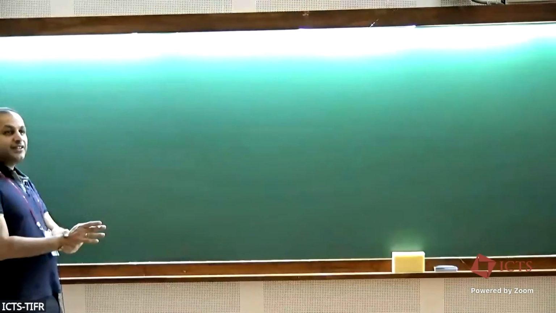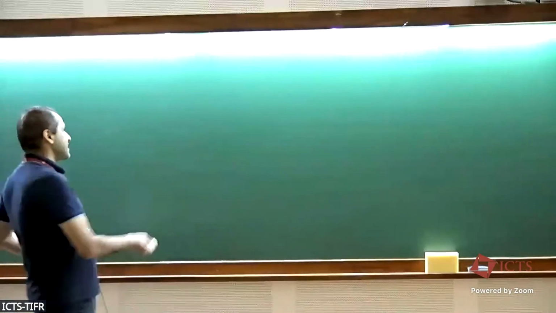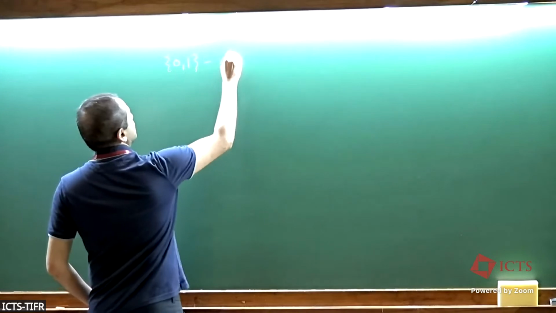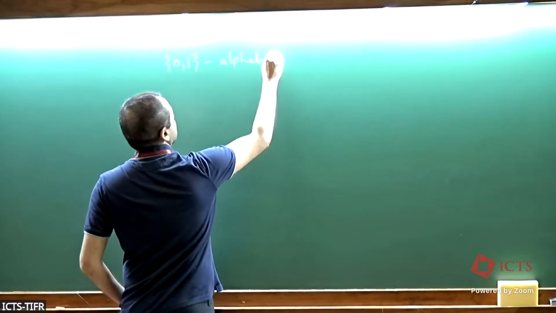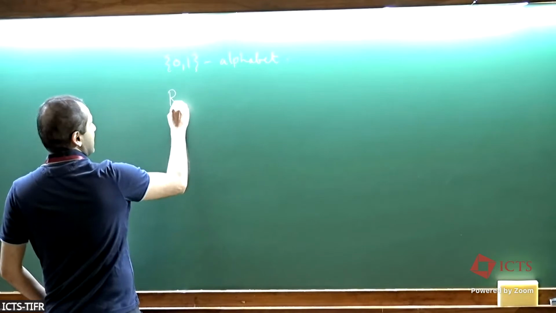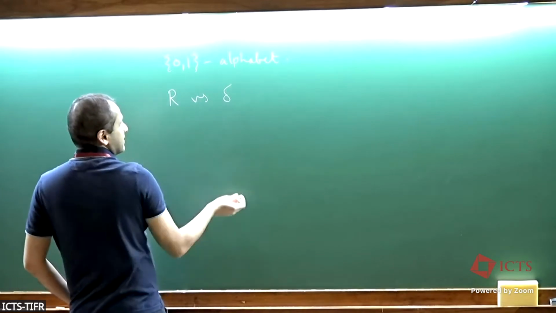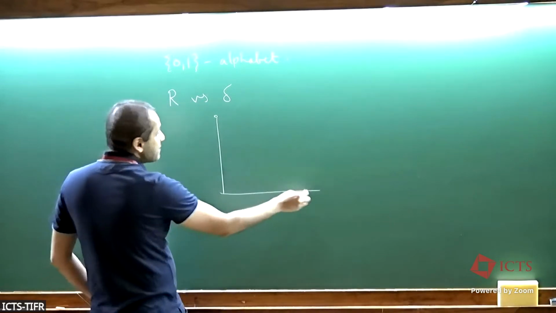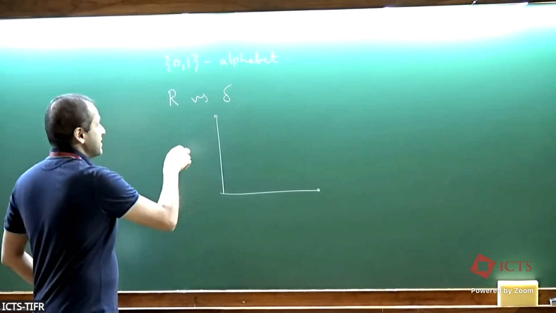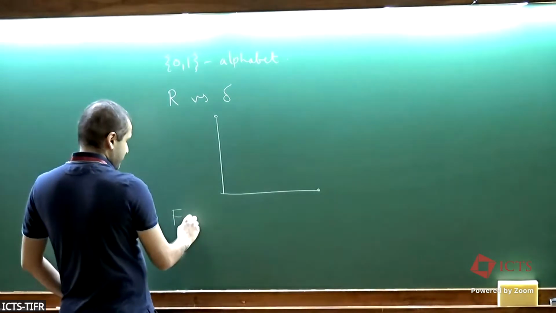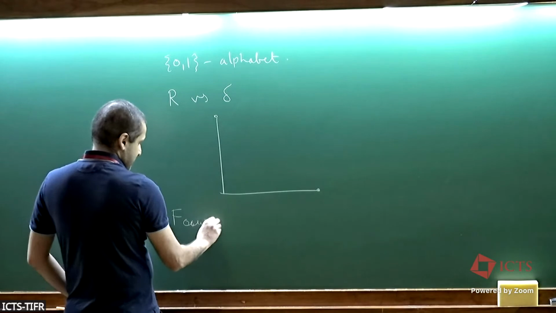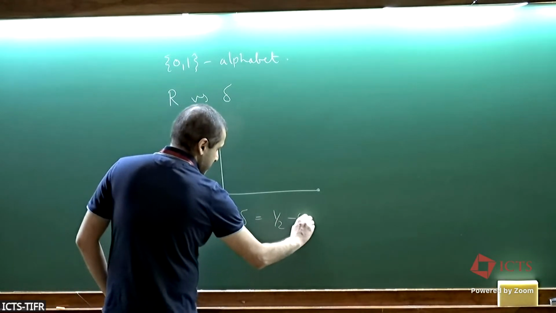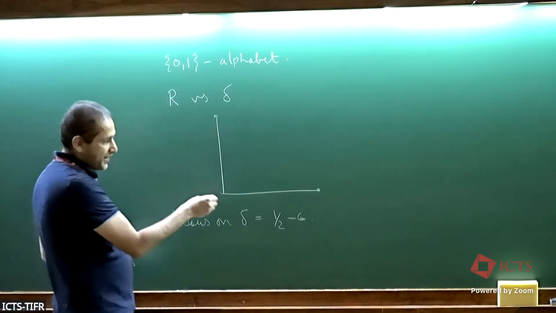Binary codes of distance about half. That's what we did in the study. So looking at 0, 1 alphabet codes, and we're looking at rate versus distance. I will just tell you a little bit about how this graph looks, and then we'll focus on delta being half minus epsilon. And that's a very interesting regime in particular.